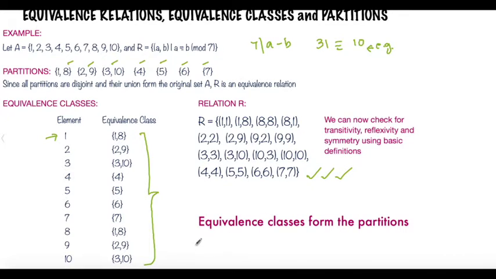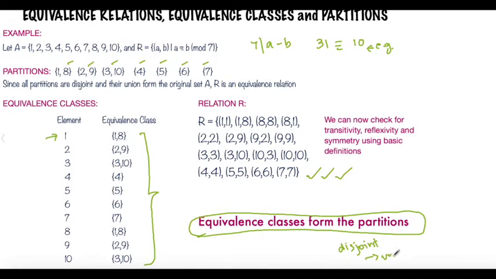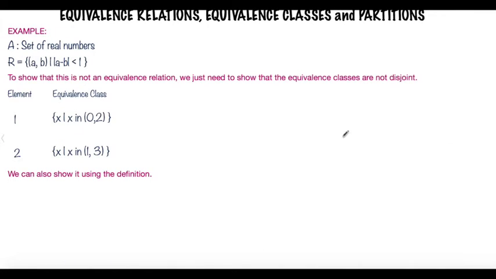Okay, so the main observation is that equivalence classes should form partitions which are disjoint, and that the union should give us the original set A. Okay, now let's see another example where this will not work.